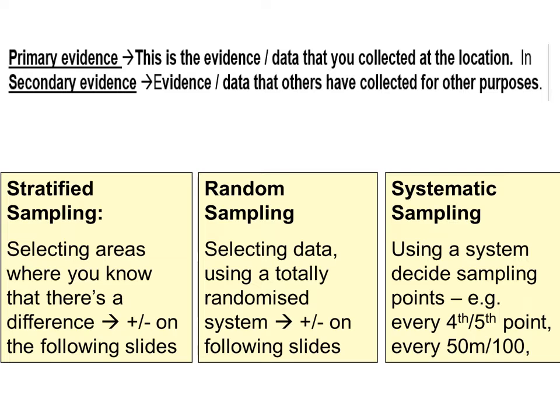Stratified sampling is where we only look at where there's a big difference. So maybe where it changes from terraced houses to semi-detached houses to detached houses. So the stratified or the strata, the differences, we just change them. We could have a random number generator and do random sampling.